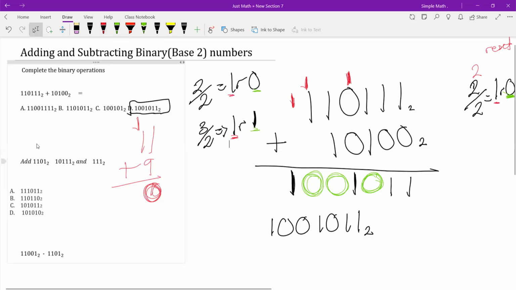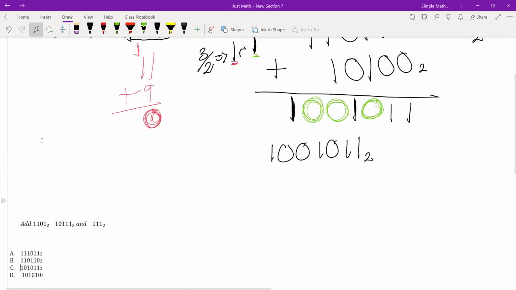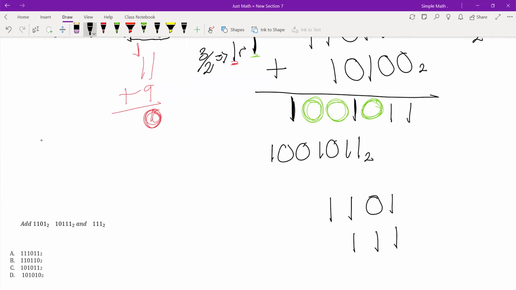Add. Okay. I'm going to bring this down here. We're going to add, I'll write it from the right. So we'll have 1, 0, 1, 1. Okay, we have 1, 1, 1, 0, 1, and then we have 1, 1, 1. All right, so let's add these ones very quickly.